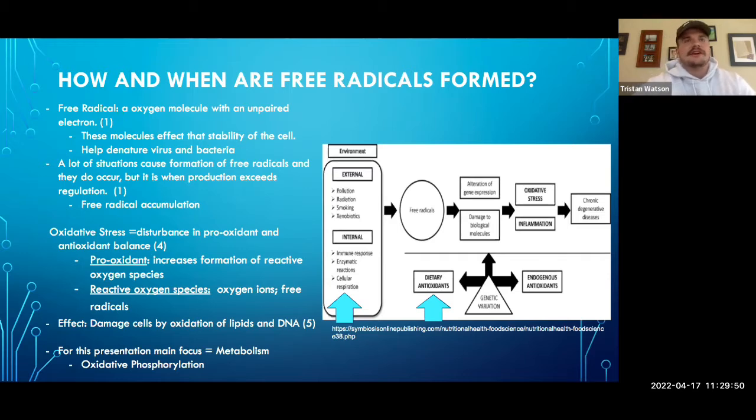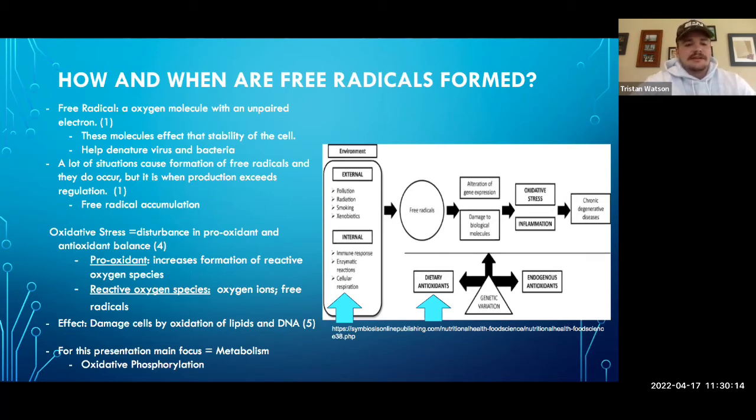If it does occur over time, you could see chronic degenerative diseases, and those are kind of the side effects of those. What we're going to mainly focus on today, since we're talking about exercise, is going to be the internal. So we're looking at immune responses, and mainly, with the blue arrows down there, cellular respiration. That's going to be the metabolism using oxidative phosphorylation.